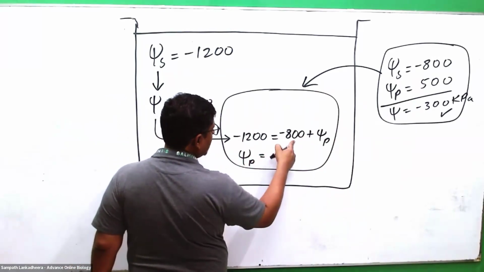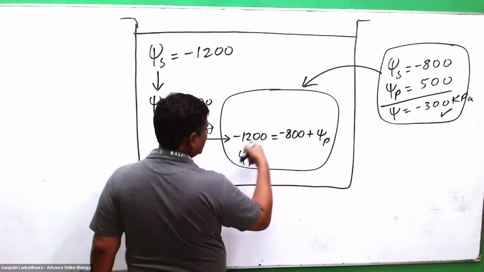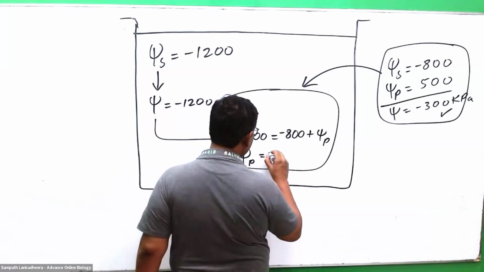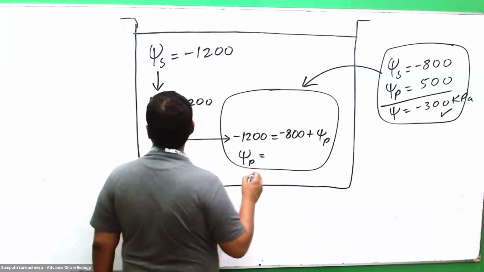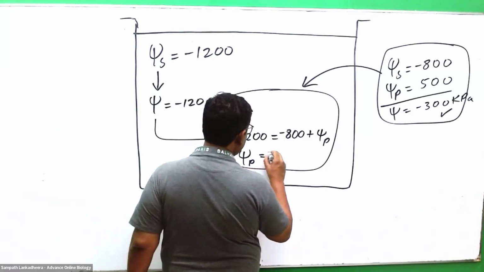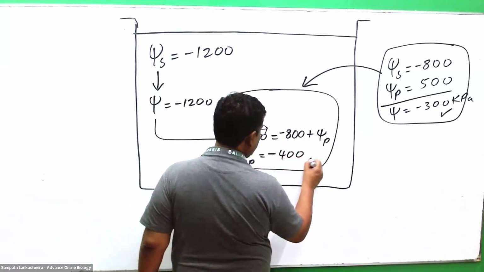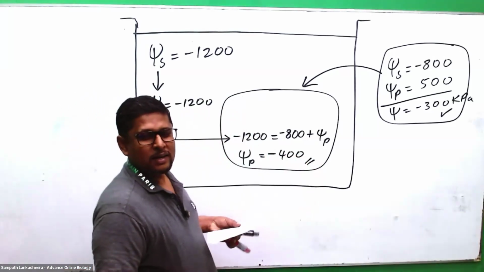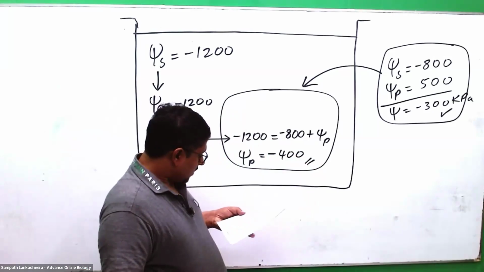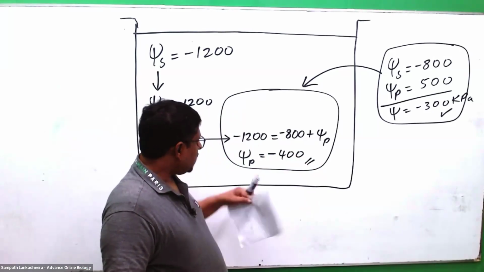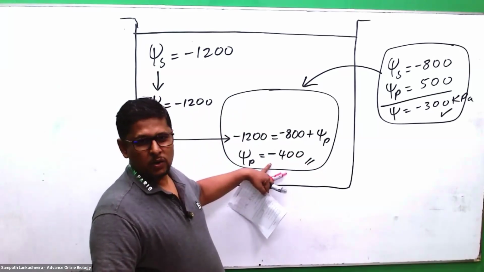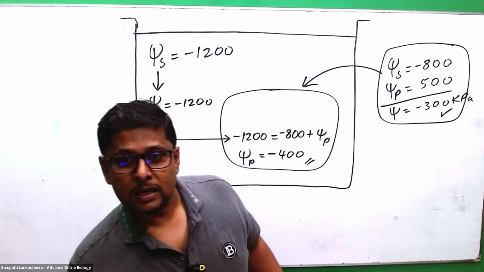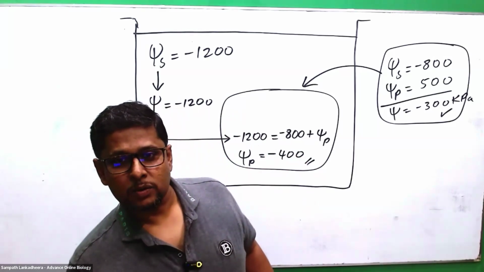Pressure here, this becomes positive. You now get a negative value. This is now becoming minus 400. You know, minus values can't exist. It has to be 0 then. You know, minus pressure values don't exist. The minimum pressure that a live plant cell can have is 0.